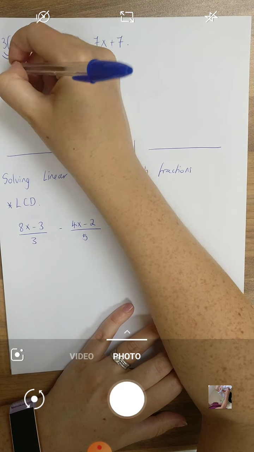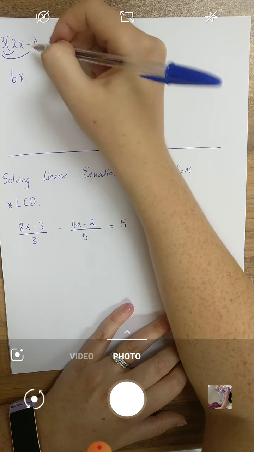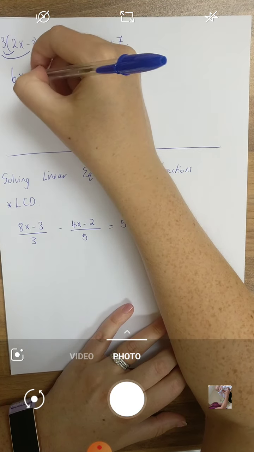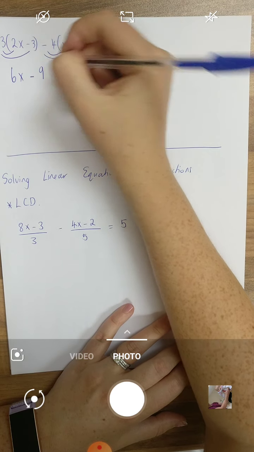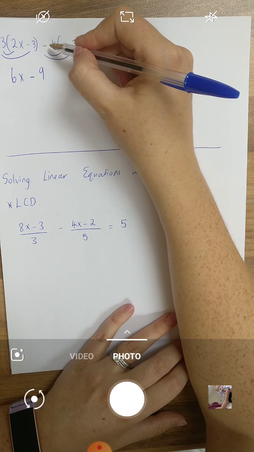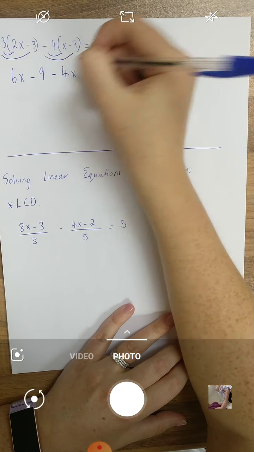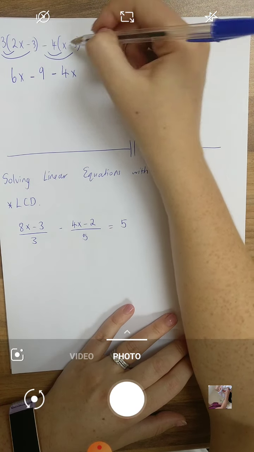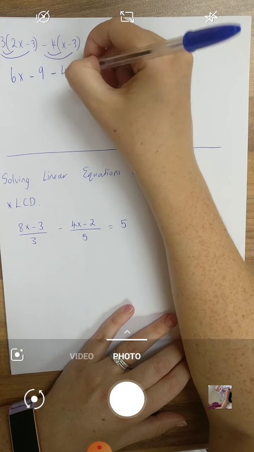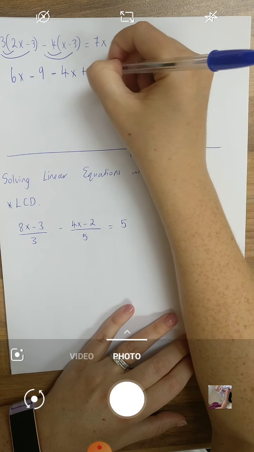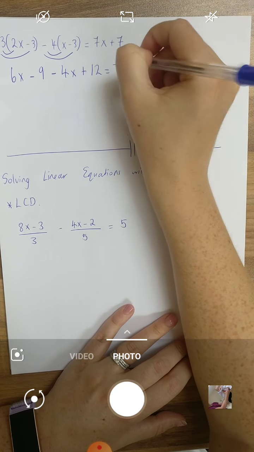3 by 2x is 6x. 3 by minus 3, plus by minus is minus, and 3 by 3 is 9. Minus 4 by x, minus by plus is minus, and 4 by x is 4x. Minus 4 by minus 3, minus by minus is plus, 4 by 3 is 12, equals 7x plus 7.